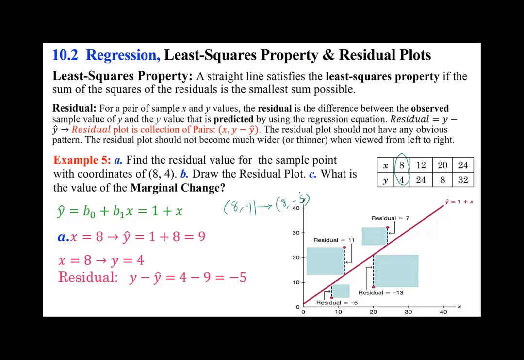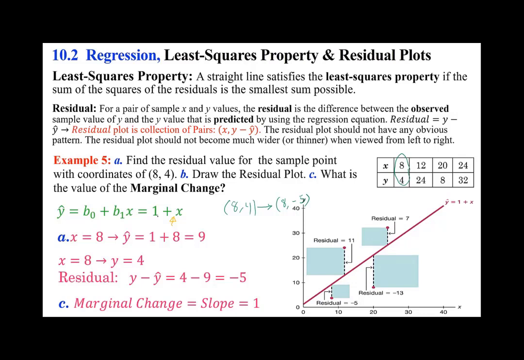Finally, what is the marginal change? Remember, marginal change was y equals mx plus b. So when we have 1 plus x, given data, we come up with the table: a column of x, a column of y, and then x squared, x times y. We want to find those values and then add them up.